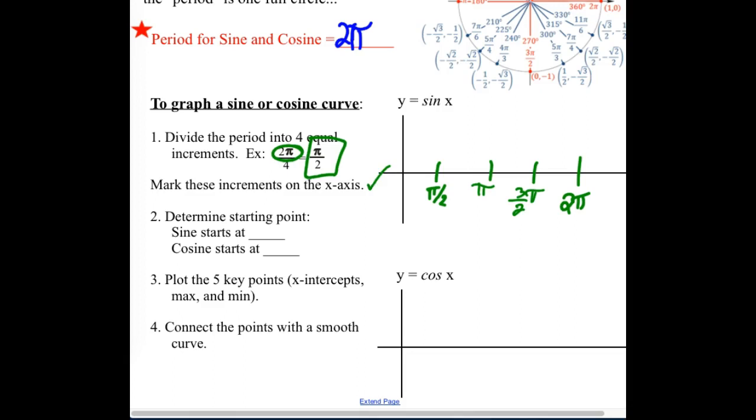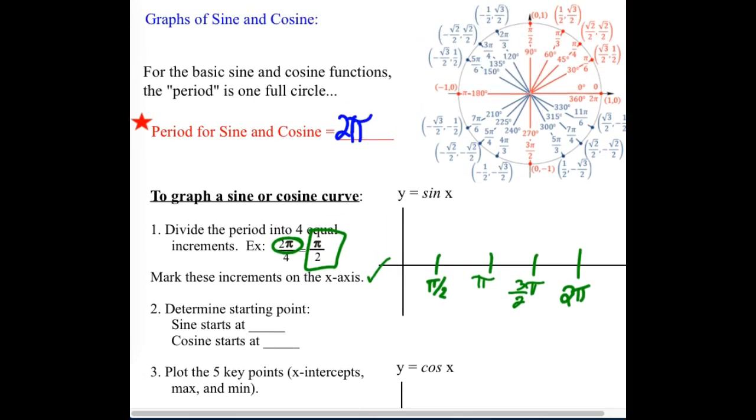The next key thing is you have to know where to start. Sine and cosine start at different spots. So go back to our unit circle here. If we look at 0 degrees or 0 radians, my cosine value is 1, my sine value is 0. Yes? So at 0 radians, which is where we're going to start, right? This would be 0 radians at the origin. At 0 radians, sine should be 0 and cosine should be 1.